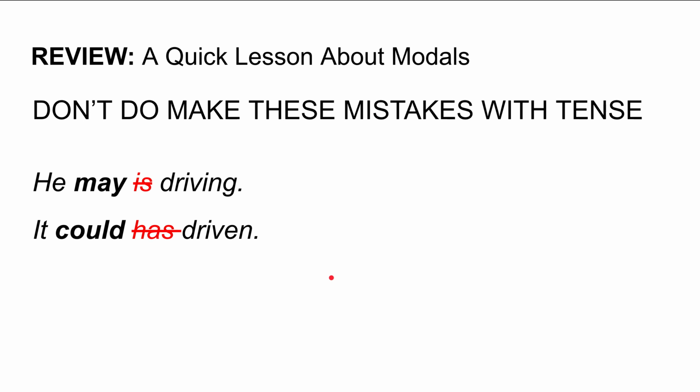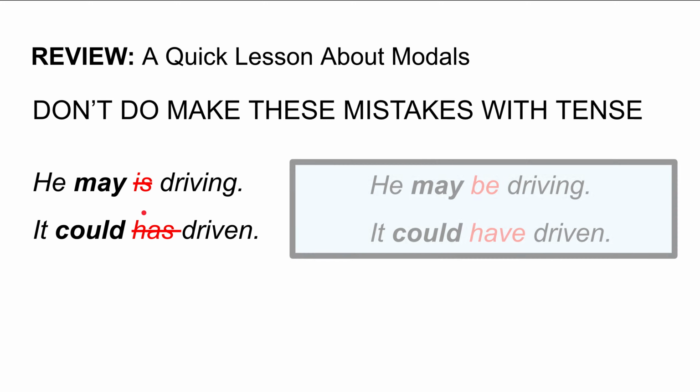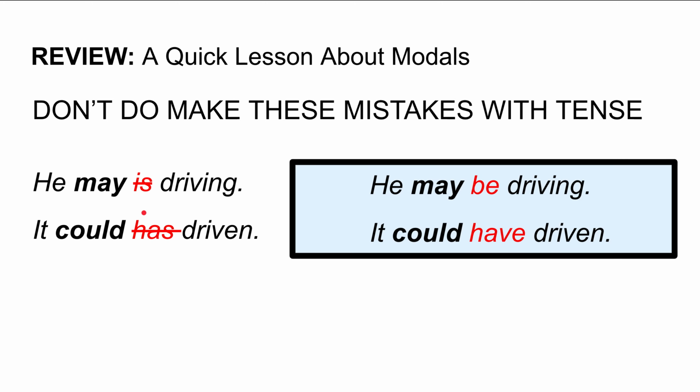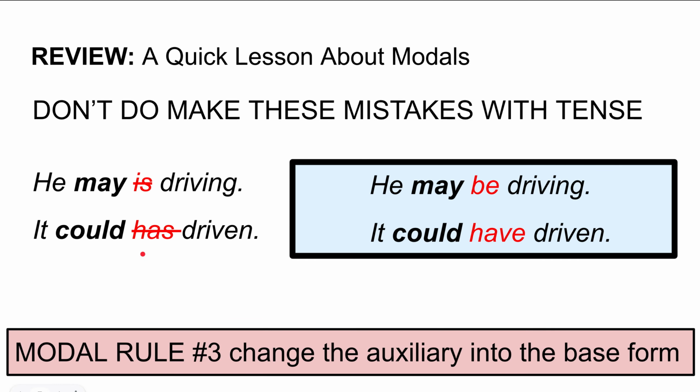Next, and just as important, don't make these mistakes as well with tense. So he may is driving, it could has driven. We don't want to do that. Remember that you want to use the base form of the auxiliary verb. So he may be driving instead of is driving, and it could have driven instead of has driven. And that is modal rule number 3. We want to change the auxiliary into the base form.